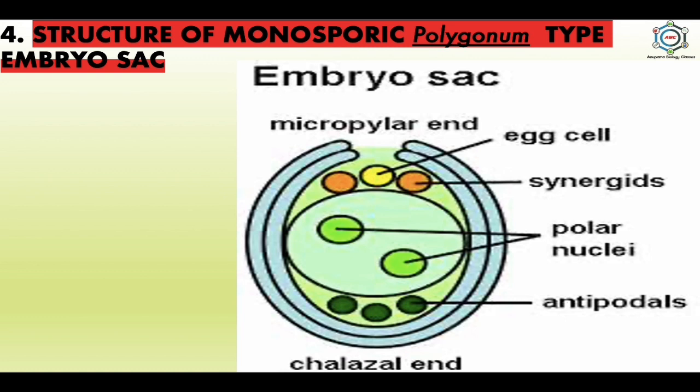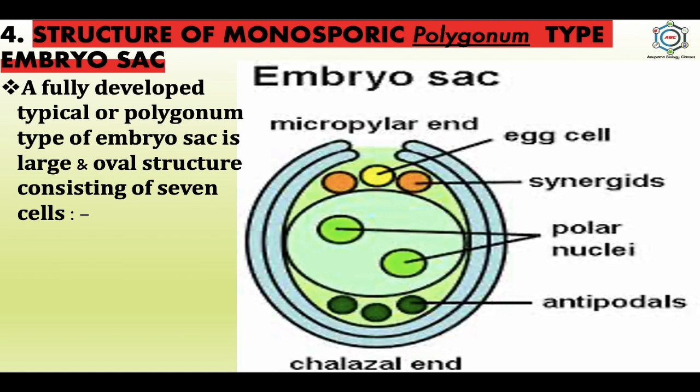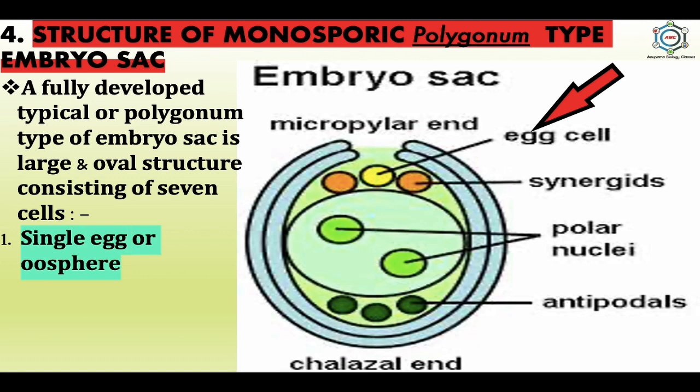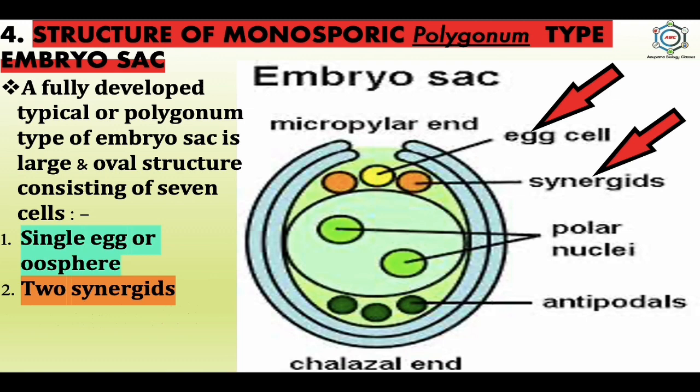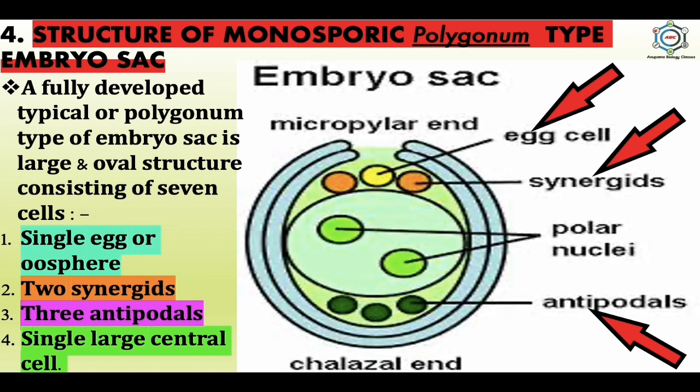Now, the structure of the monosporic polygonum type of embryo sac, which you can see in the picture. Here, a fully developed typical or polygonum type of embryo sac is a large oval structure consisting of 7 cells, in which first is the single cell or oosphere. In the picture you can see that is the egg cell. Second is 2 synergids, then 3 antipodals, and the last, that is a single large central cell.